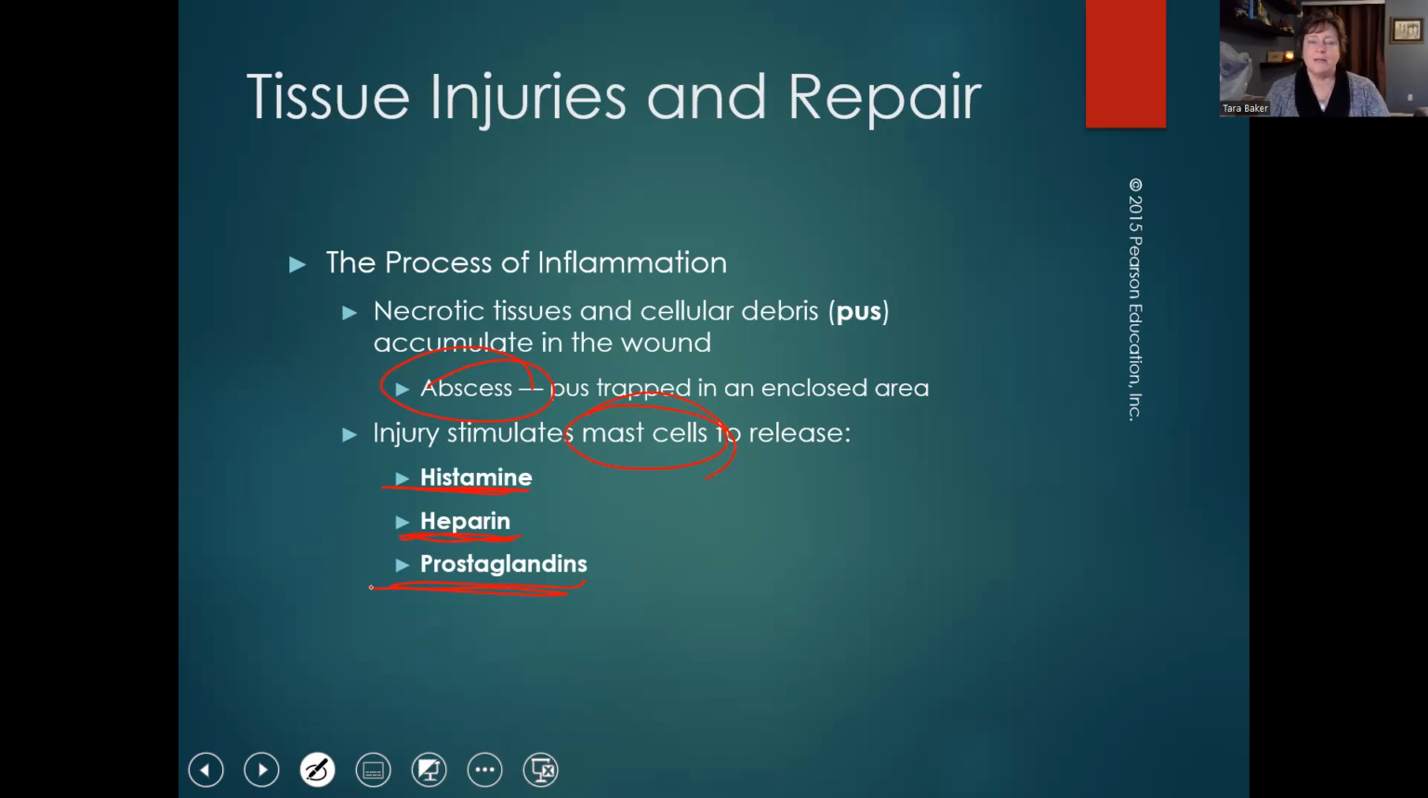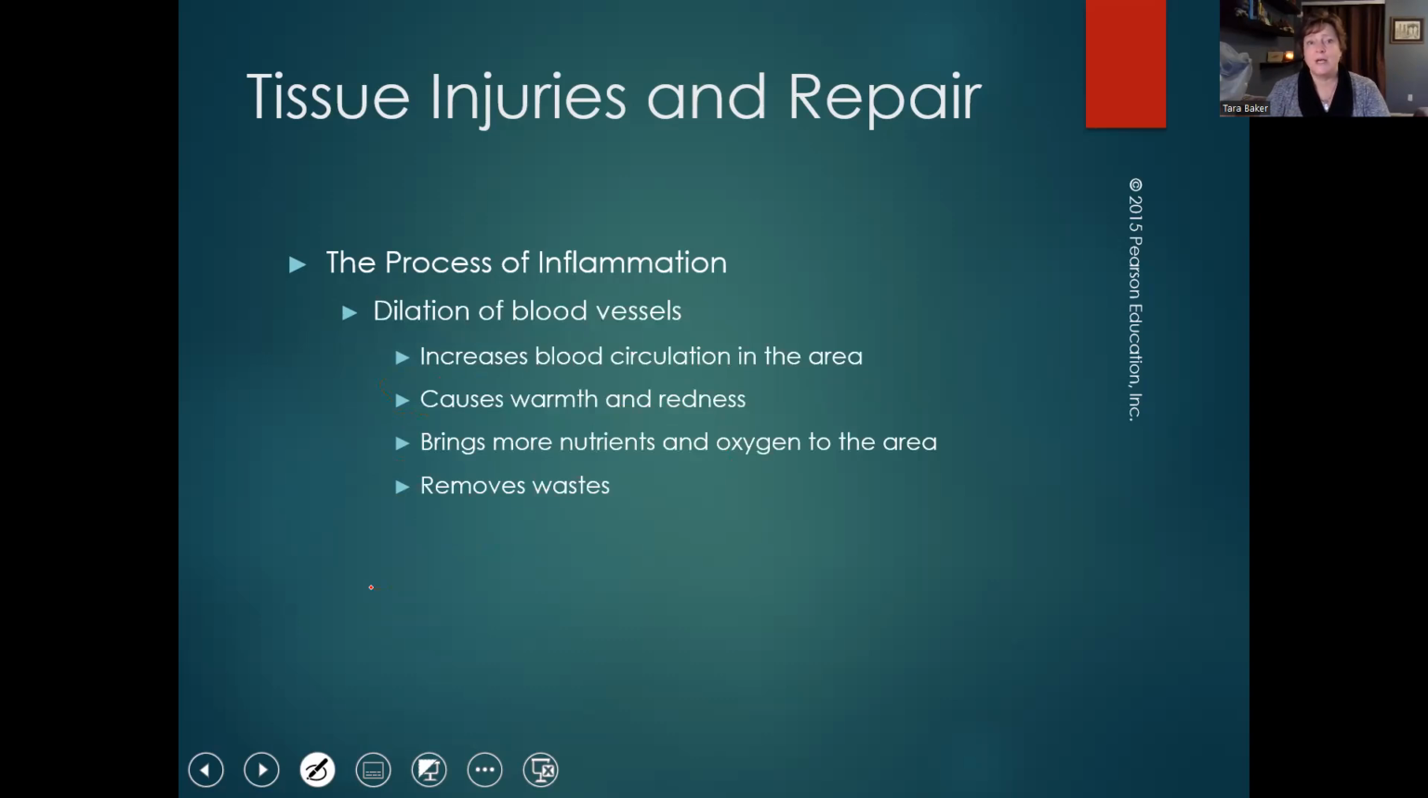The histamine, heparin, and prostaglandins are going to start calling throughout the body: I need white blood cells. We need help. Send white blood cells to help so we can stop this process and get this cleaned up. So the mast cells start that process by calling out to the rest of the body.